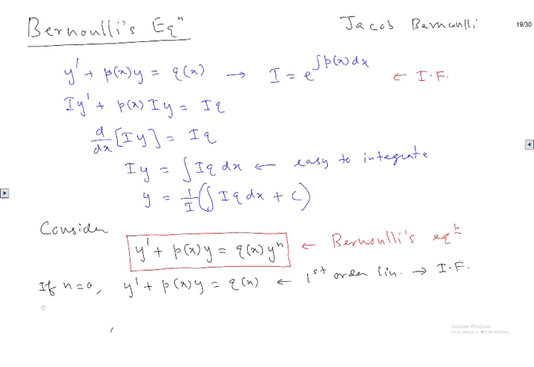Now let's see if n equals 1. If n equals 1, what will happen? It is y prime plus p(x) y equals q(x) y. If this is the case, we can actually do this problem in two different ways. The first method is you can move the p(x) y term to the other side and then factor y. So you can write this one as q(x) minus p(x), times y. If we do that, this is just a separable equation. You can see this is separable.